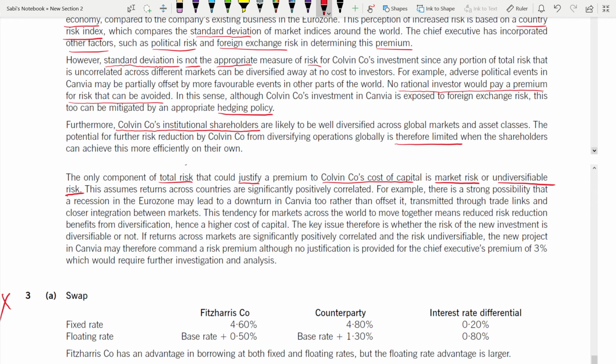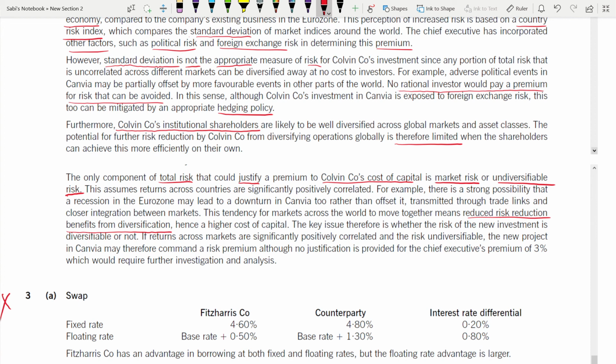That is called positively correlated. Transmitted through trade links and closer integration between markets. Yes, this tendency for markets across the world to move together means reduced risk reduction benefits from diversification. Reduced risk reduction benefits from diversification means you are not going to get much benefit from diversification if this link is there, if it is positively correlated.